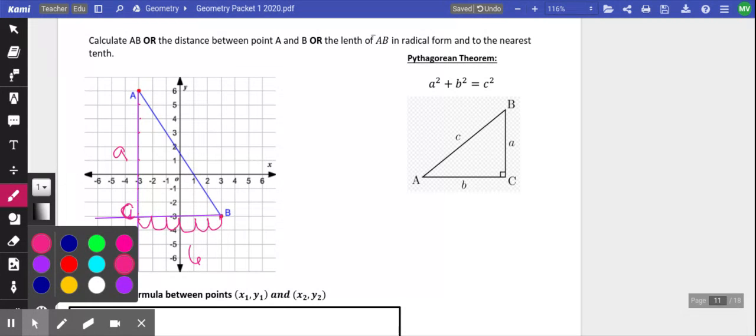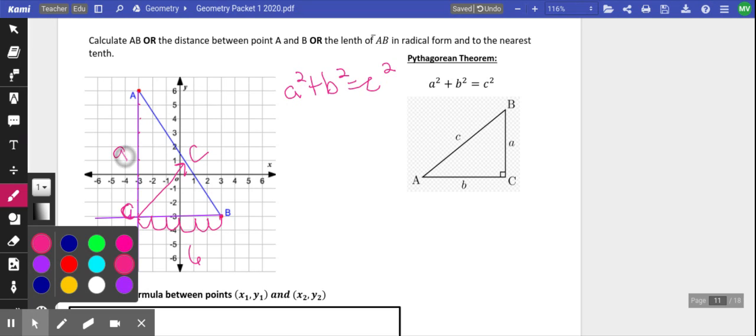So now I can remember the Pythagorean theorem, which given our right triangle, here's a squared plus b squared equals c squared. Remember, C is always the part across from the right angle. So in this part, it's what I'm looking for. So I'm going to do a squared plus b squared equals c squared.